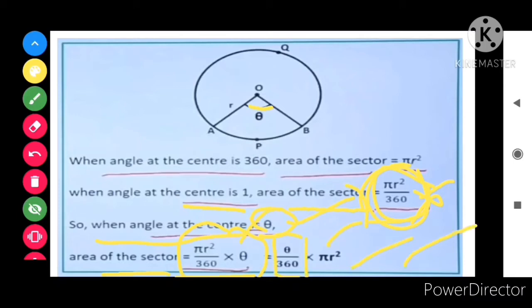So it is the formula for area of a sector: theta by 360 into pi r square. Very clear? Easy to remember. Theta by 360 into pi r square. Pi r square means it is the area of the circle. You know all. Okay, very clear. Understood?